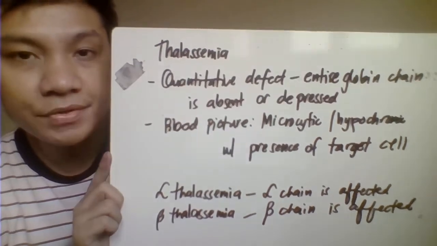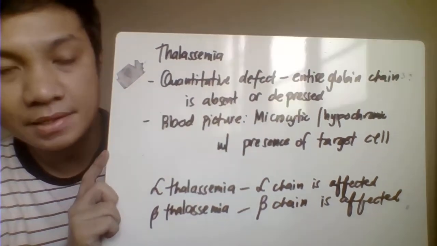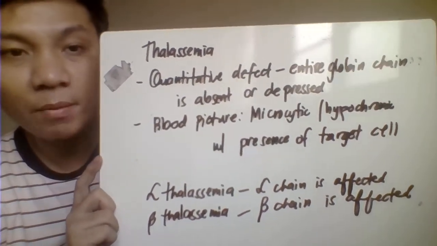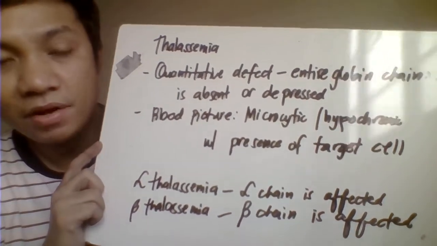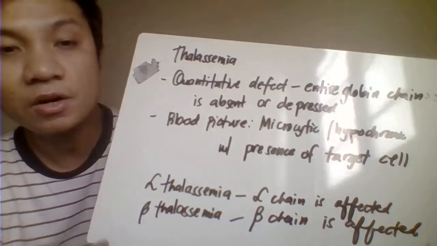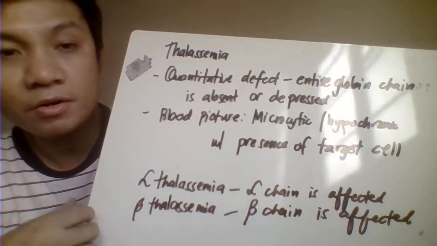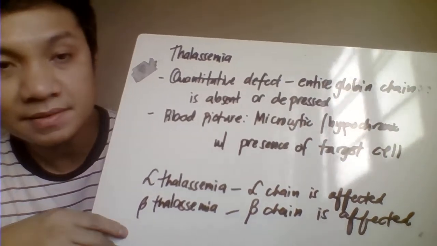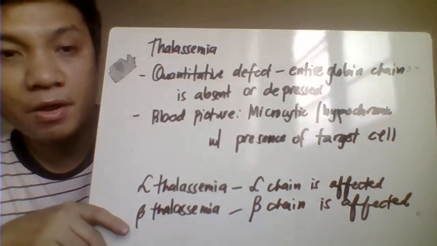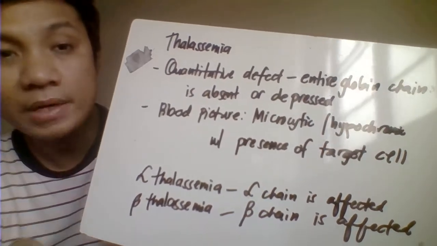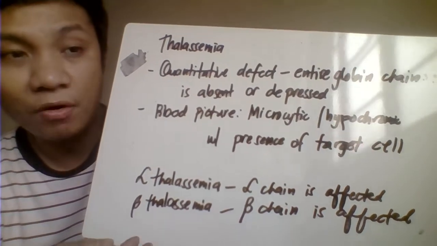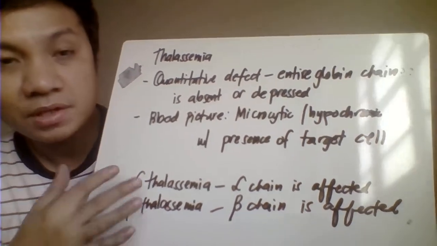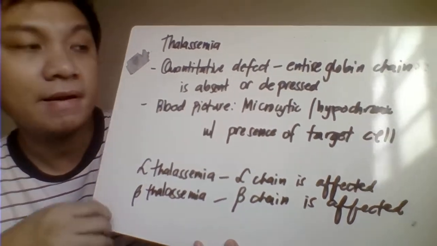Okay, now we have also here your thalassemia. So thalassemia, we consider it one of the quantitative defects. It's quantitative because again, it involves the defects of the entire globin chain. The entire globin chain could either be absent or depressed, unlike in your hemoglobinopathies, wherein only certain amino acids will be affected or defective. So ito ay buong globin chain ang ating affected.